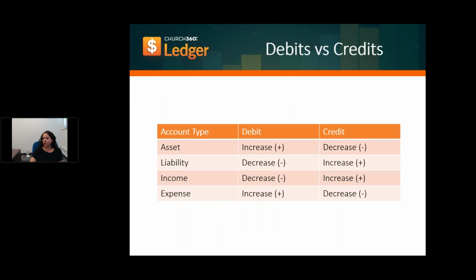Here's our debits versus credits chart. I have a copy of this on my desk as well as a few of our other technical support members. One of the nice things about Church360 Ledger is it will enter the appropriate debit and credit to the account when you go through the transaction, which I love. It does kind of help you along the way. But if you need this or need a copy of it, just let me know.